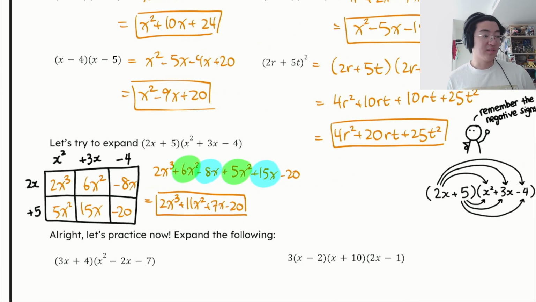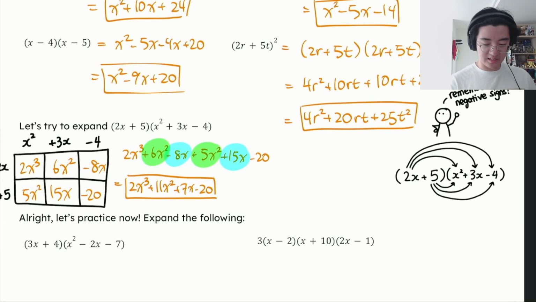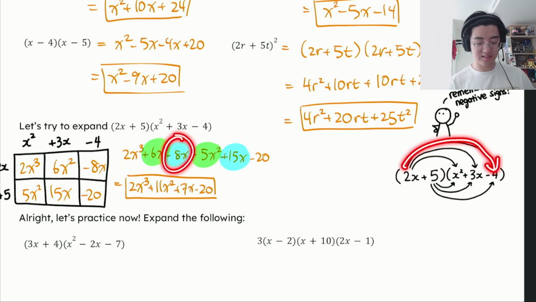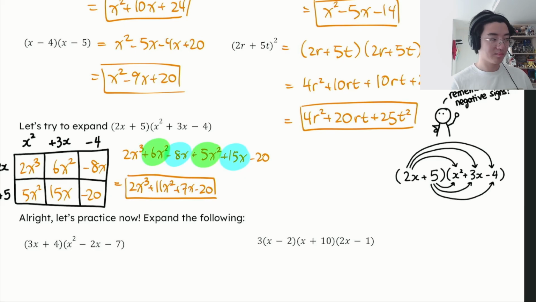Just like that. And as you can see here, we get the exact same result if we do flying arrows, right? 2x times x squared, 2x times 3x, 2x times negative 8. Right, same thing. And of course, our little shortcut method doesn't really work if it's more than 2 terms.